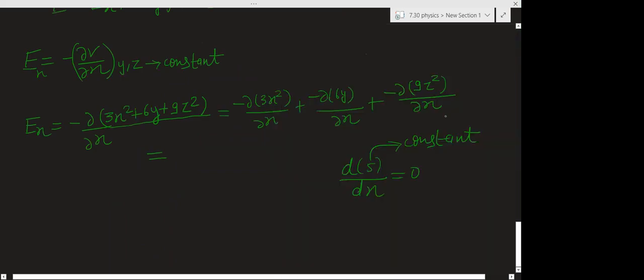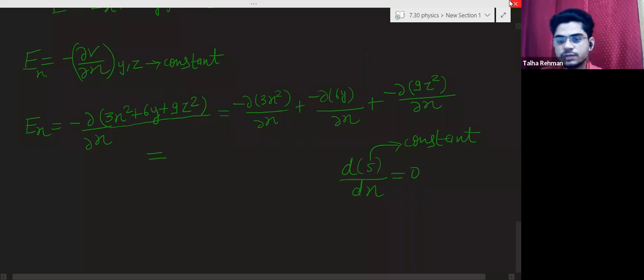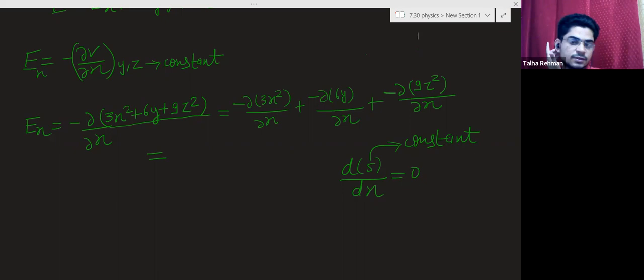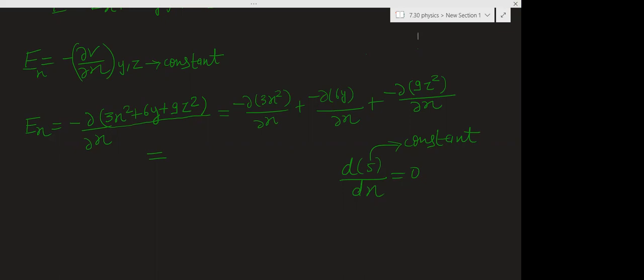And with the passage of time, you will get to know these things. And please try to learn something, learn differentiation.